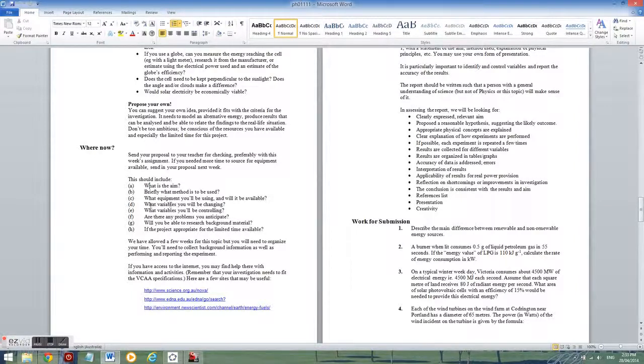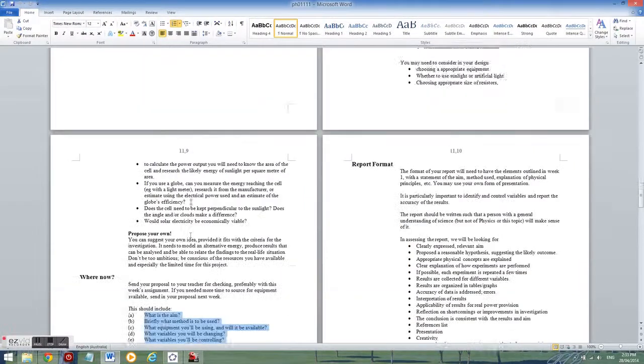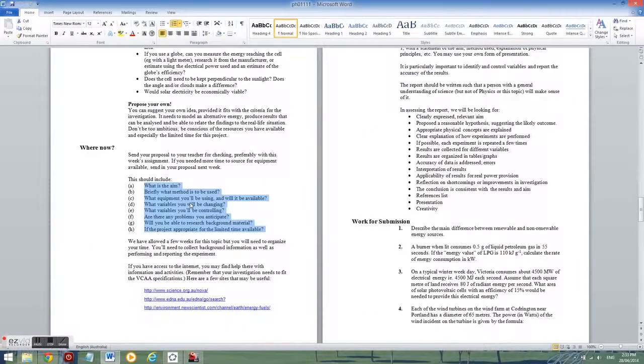The idea is I need you to submit a proposal this week so I can make sure that you're on the right track, because I'm not seeing you every day. Now let's go to the experiment itself. The experiment has to be related to renewable energy, and you need to be able to measure the energy.